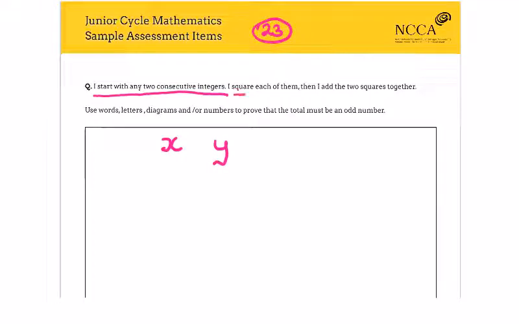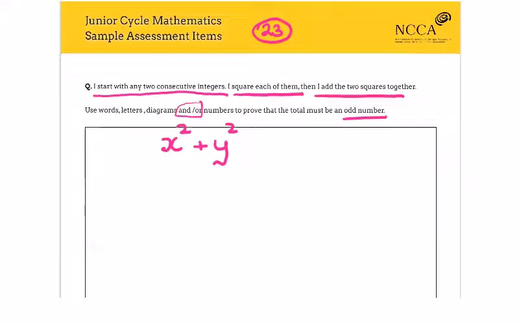I square each of them. You guys know how to do that. Then I add the two squares together. So you're adding maths. You're making maths from the words. And then we're asked to use words, letters, diagrams, and or numbers. So we're covering every eventuality here to prove that the total must be an odd number.